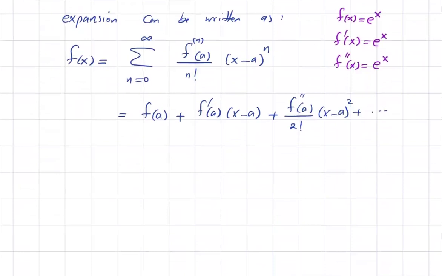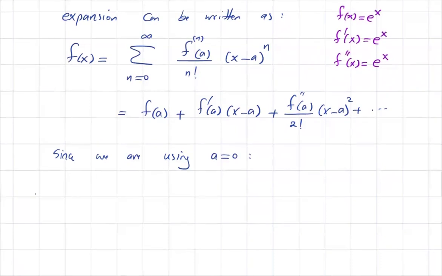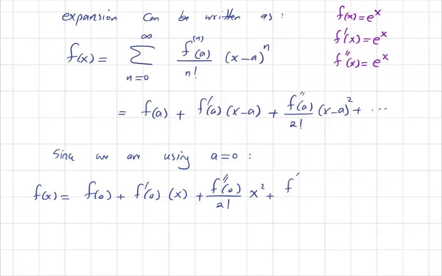So since we are using a equal to 0, f of x is equal to f of 0 plus f prime at 0 times x plus f double prime at 0 divided by 2 factorial times x squared plus the third derivative at 0 divided by 3 factorial x to the third plus the rest of the terms. So what is f of 0?